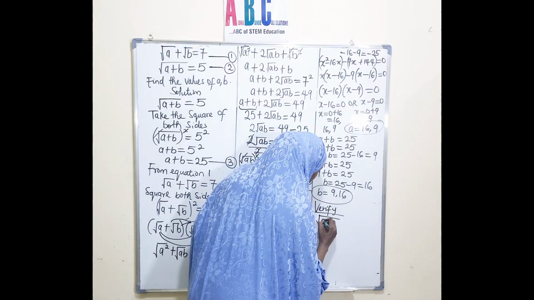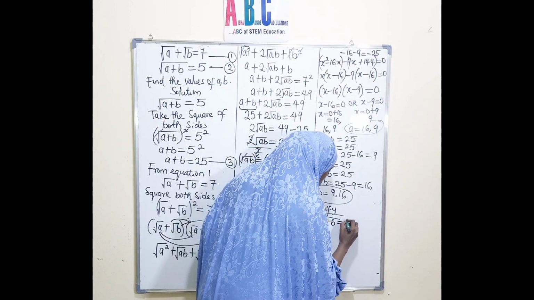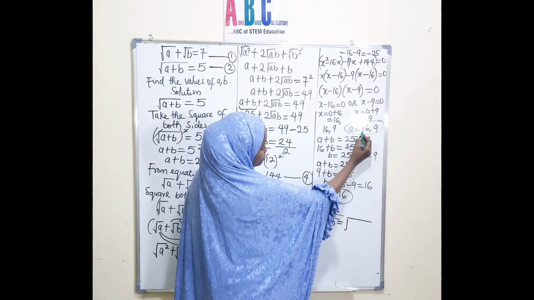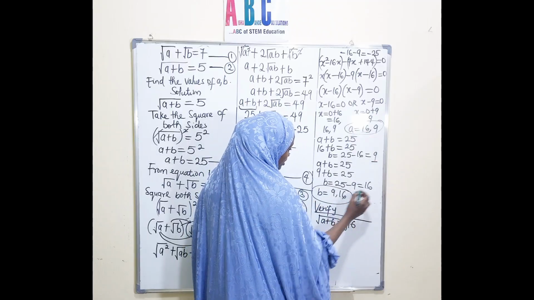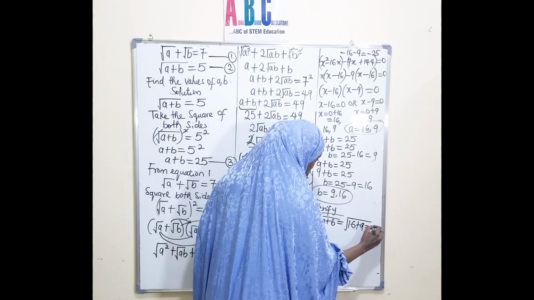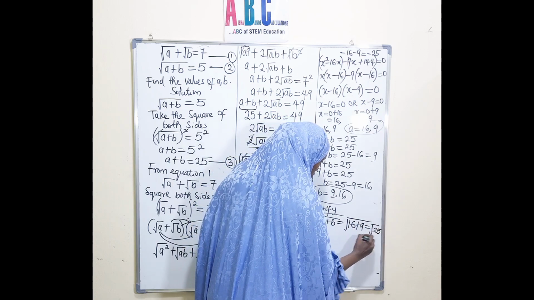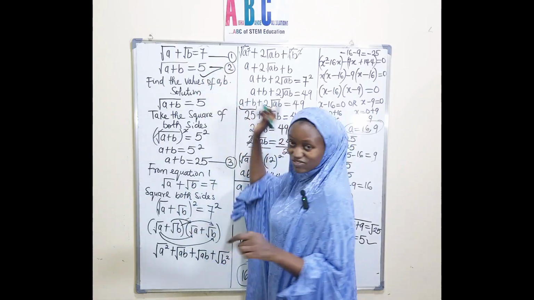Square root of A plus B. Now let's substitute. This is equal to square root of. Now if you are using A to be 16, then the B will be 9, right? So that means you are using the value of B to be 9. 16 plus 9 is equal to square root of 25, and square root of 25 is equal to 5. So you can see this is correct.